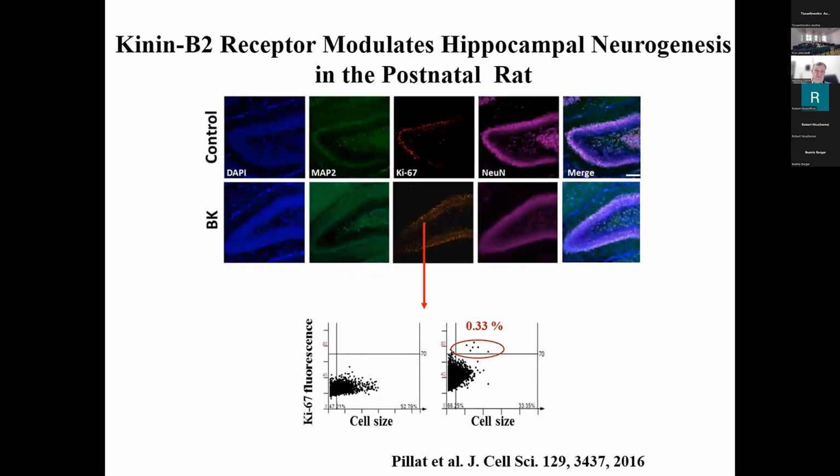And I see here that we have a very small percentage. We see Ki67 cells, which I show you an example. It is a very rare event, but we were able to quantify this using this technology.